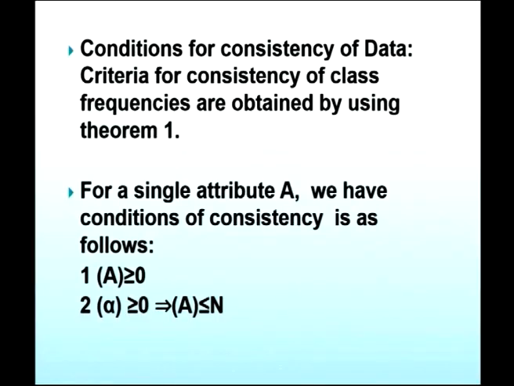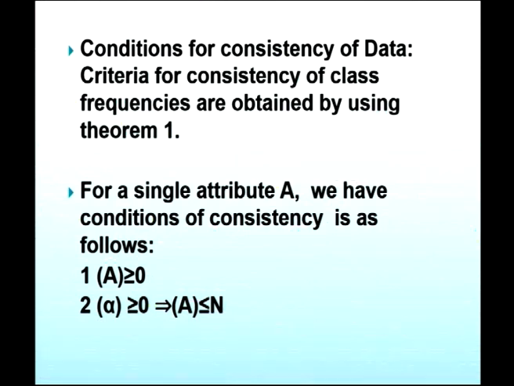We have seen a theorem for the consistency of data, which says a necessary and sufficient condition for the consistency of data is that no ultimate class frequency should be negative. That is, all the ultimate class frequencies should be non-negative for the data to be consistent. Now, based on the condition, we have some criteria for consistency of class frequencies, which are obtained by using the same theorem discussed in the previous session.